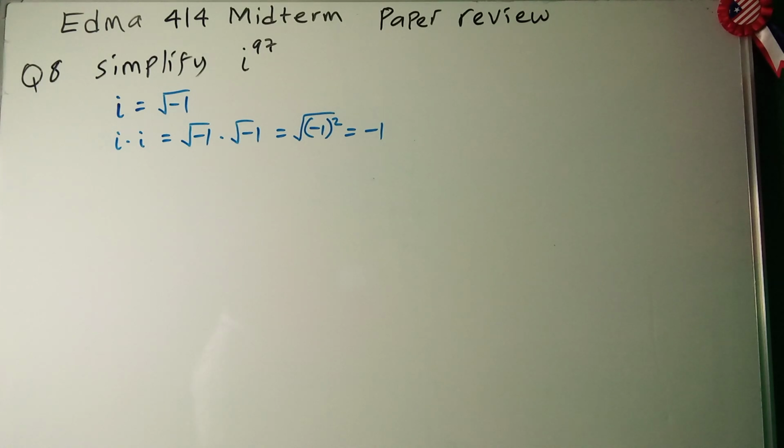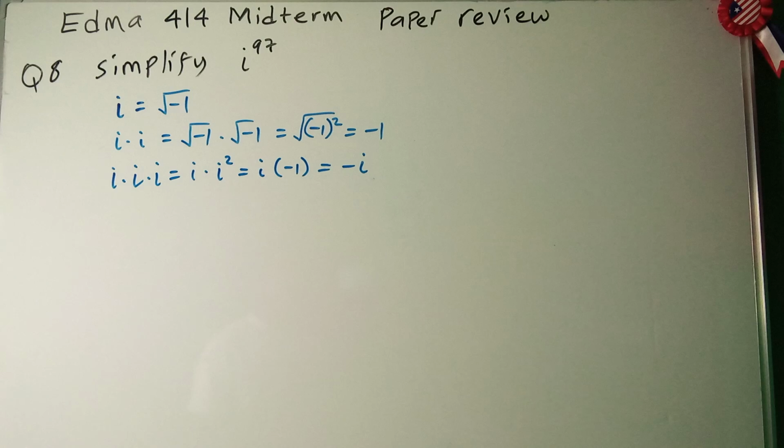What will be i cubed? i cubed is i times i times i, which is the same as i times i squared. But we know that i squared is -1. So that will be i times -1, and i times -1 is -i. So i cubed is -i.